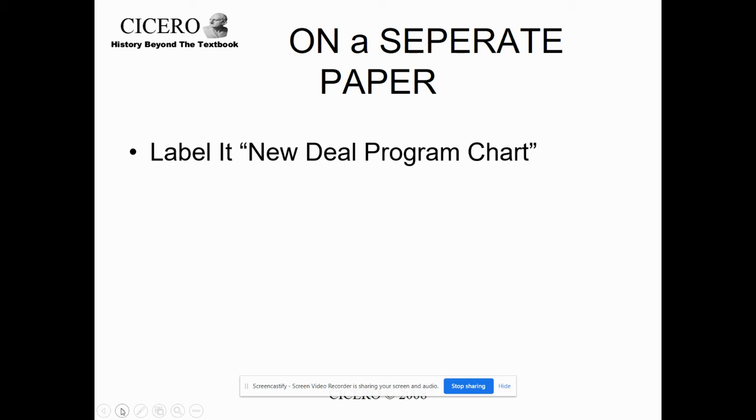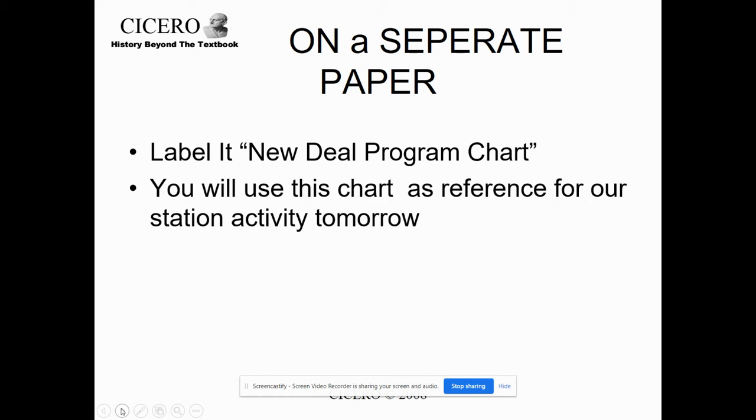Once you have labeled your separate piece of paper New Deal Program Chart, you are going to copy down the programs on the next slide on that chart to use as reference for yourself. Okay, I'm going to switch this.